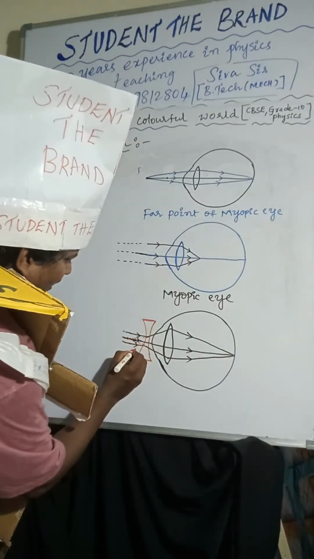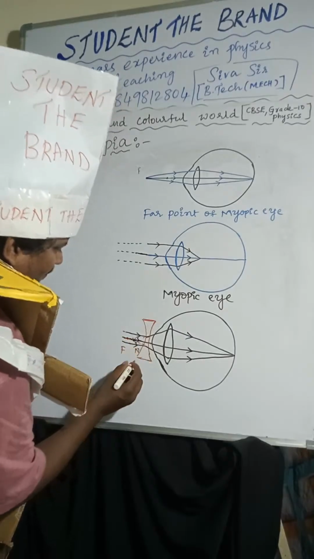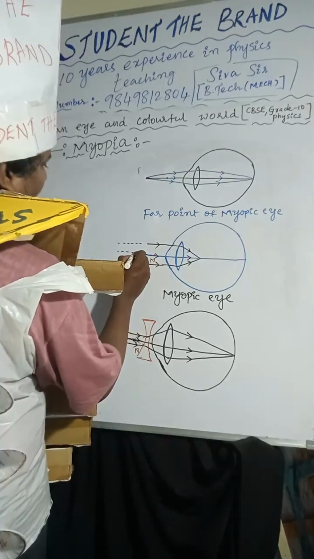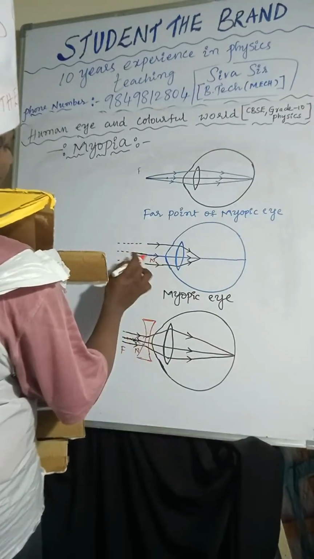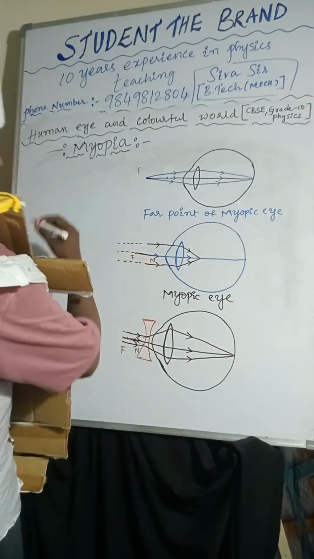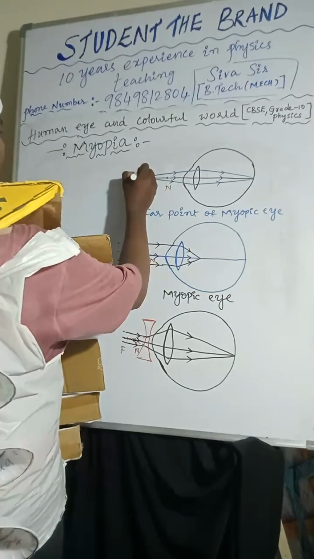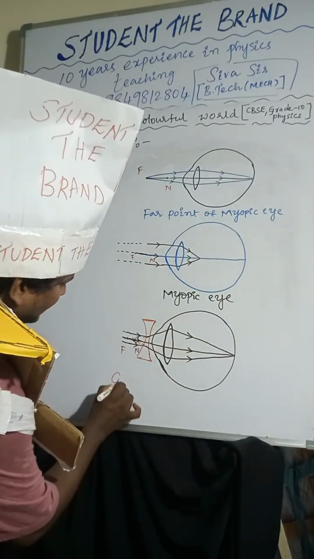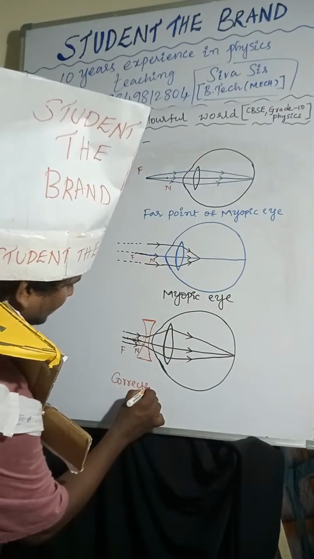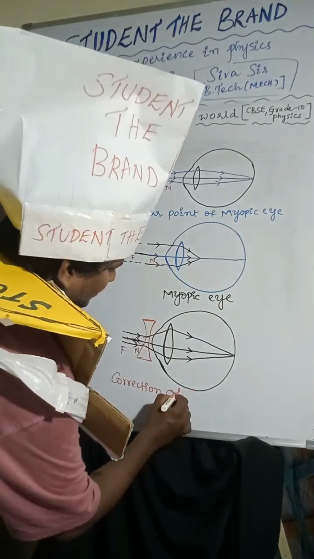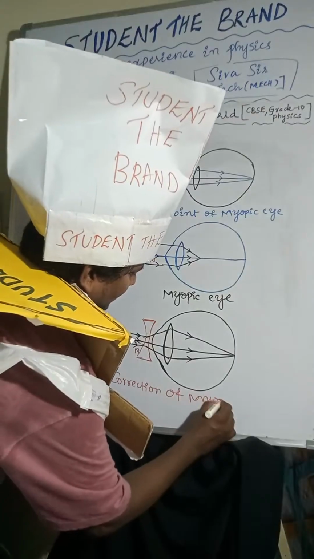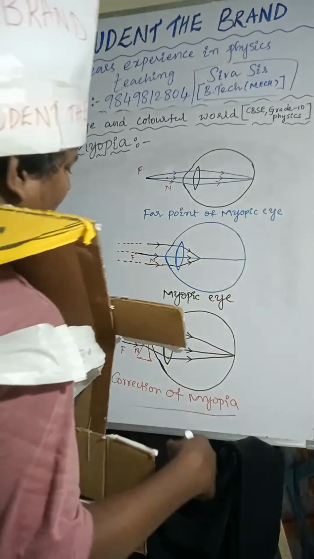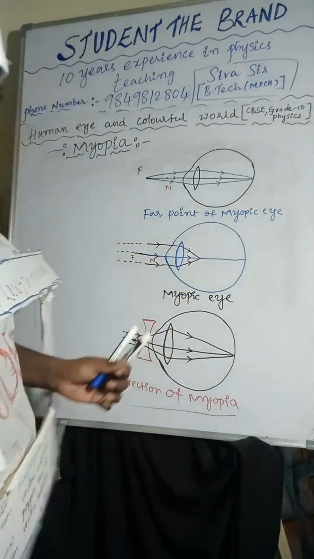This is a near point N and this is a far point F. Infinity we can take, light rays are coming from infinity. Here near point and this is the far point. Like this we can draw. This is the correction of myopia. I hope it is very clear. So very simple logic, very easy logic.